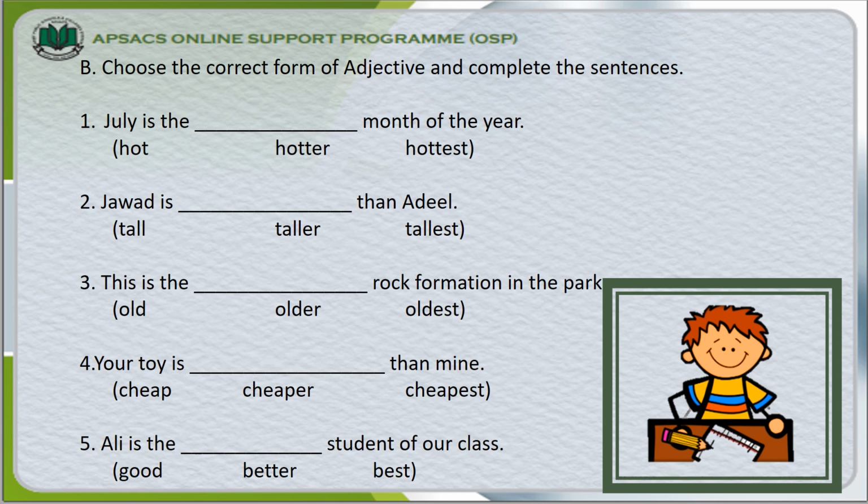3. This is the dash rock formation in the park. Options are old, older, oldest. 4. Your toy is dash than mine. Options are cheap, cheaper, cheapest. 5. Ali is the dash student of our class. The options are good, better, best.